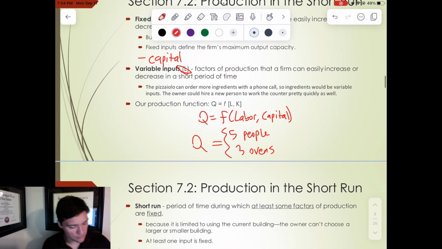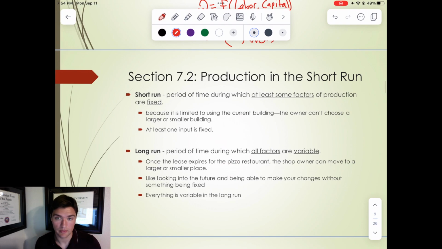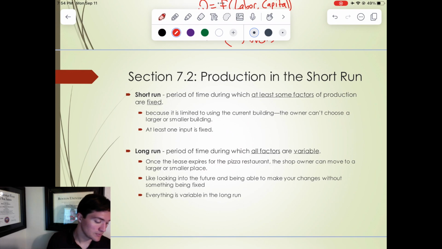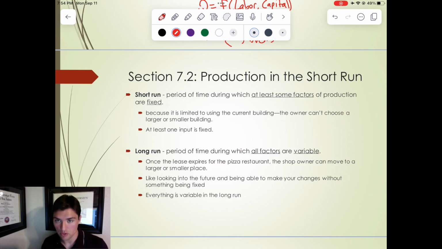Okay? So I mentioned that we're going to be covering the short run. So in the short run, here's how it goes. There's going to be a period of time during which some factors of production are fixed. So when we talked about the oven, the building or the kitchen, or the lease for 12 months, those are going to be fixed because they're not changing over the short period of time. Because you're limited to using your current building, you can't easily change the size of the building. You would have to physically move to a new building, and that requires a new lease. Okay, so when you're in the short run, at least one input is fixed.